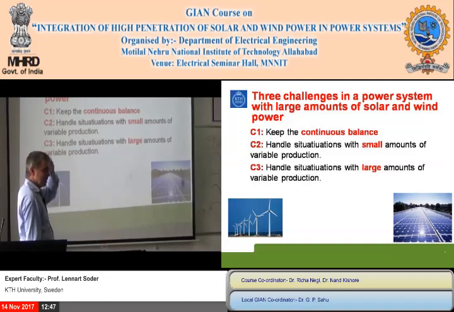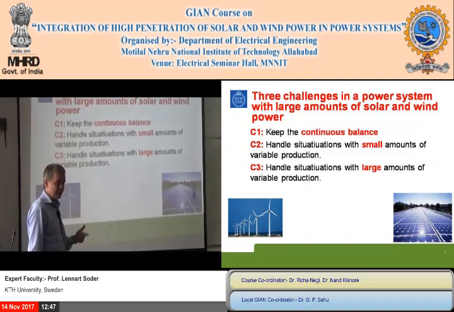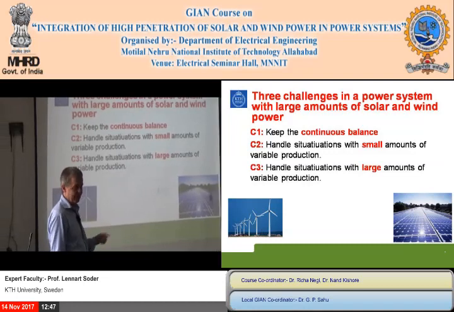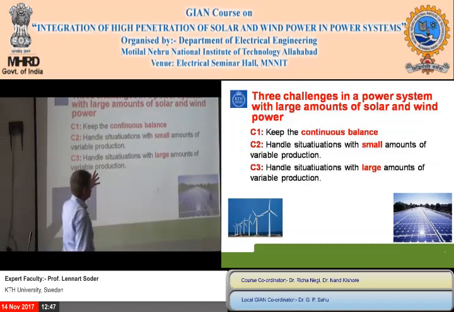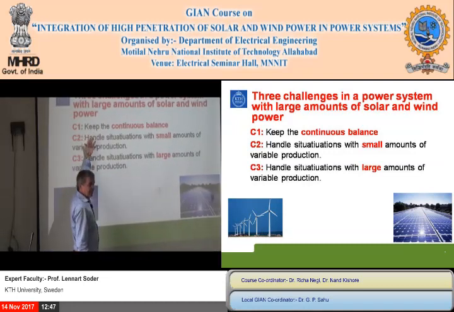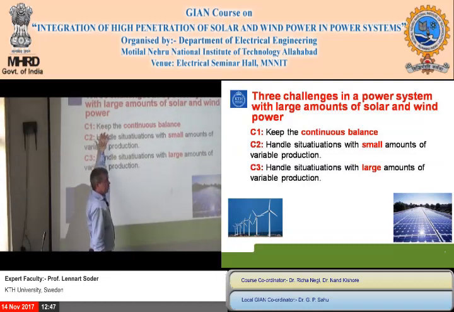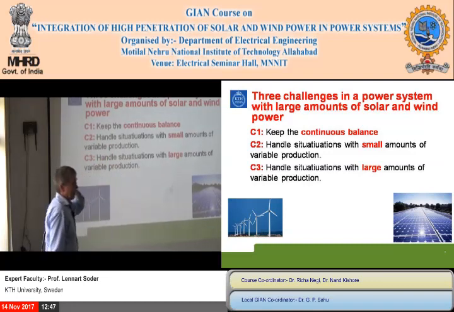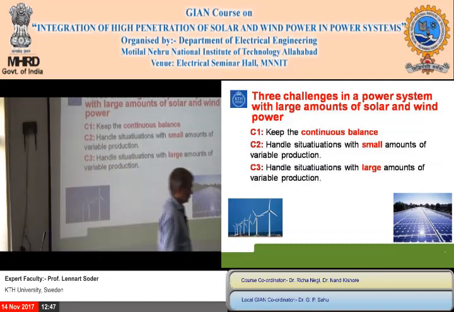So the question is, what do you do when it's not windy? What do you do when it's windy? And what do you do when it's changing between the areas? There are specific challenges in all these kinds of areas. So I normally try to divide it into these groups in order to identify what the challenges are.